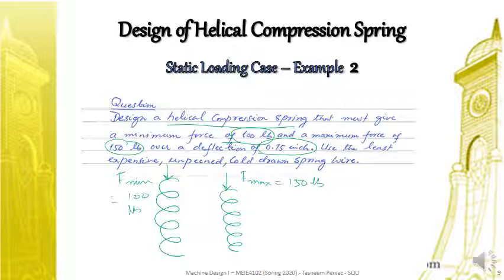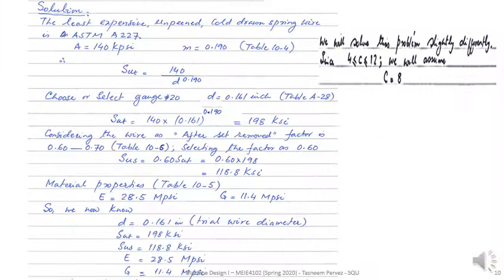And when this is done, the spring has deflected. That deflection is 0.75 inch. So in other words, I can directly find K, spring rate, which is (150 minus 100) divided by 0.75. Now let's start the problem.